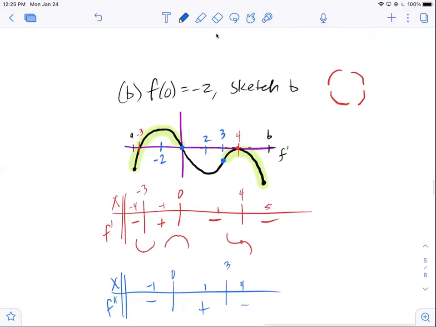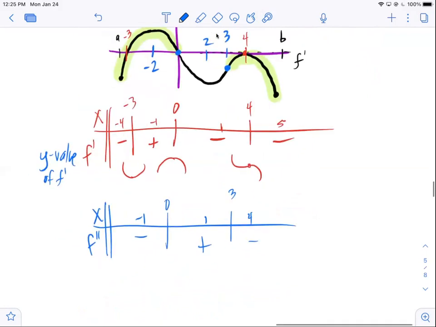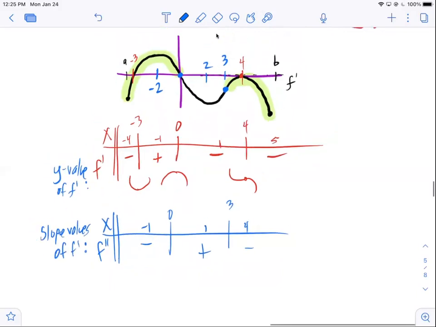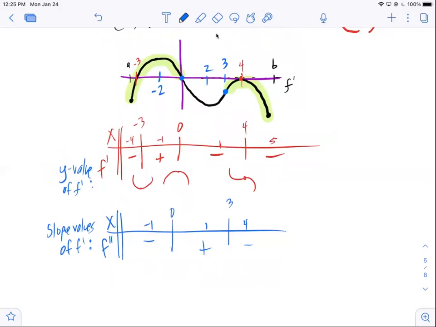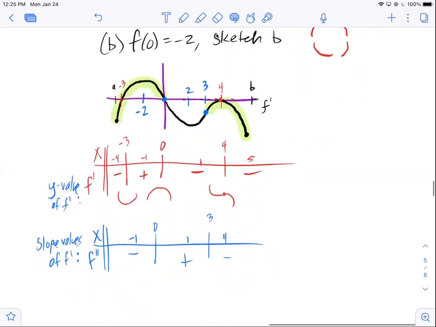Okay, so when we put it all together, what we're doing is we're analyzing both what the y values of f prime are doing, and what the slope values of f prime are doing. Because the y values of f prime, of course, give us f prime values, and the slope values of f prime give us the inflection values. Okay, and then we just put it all together. So let's go ahead and do that.